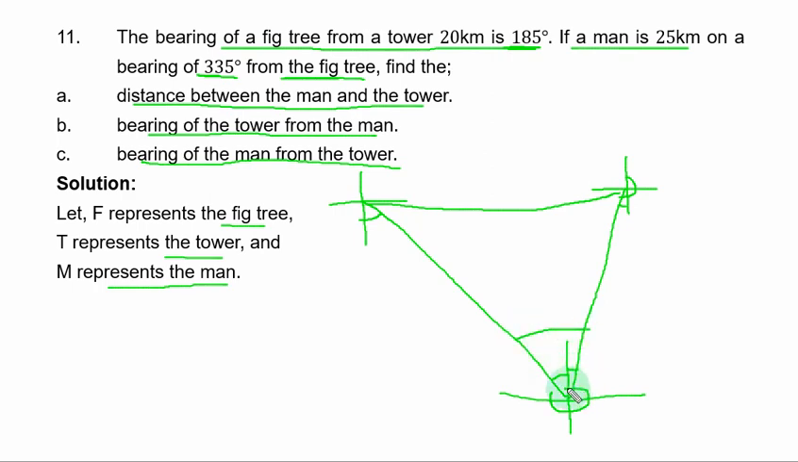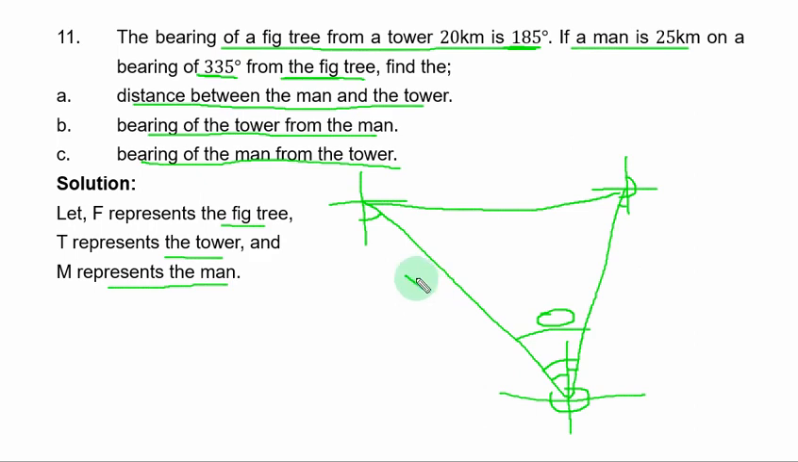If from here to here is 335 degrees, this other angle, to make it 360, must be 25 degrees. So here is 025 degrees plus here 005 degrees. This angle becomes 030 degrees. Here is 20 kilometers, here is 25 kilometers.